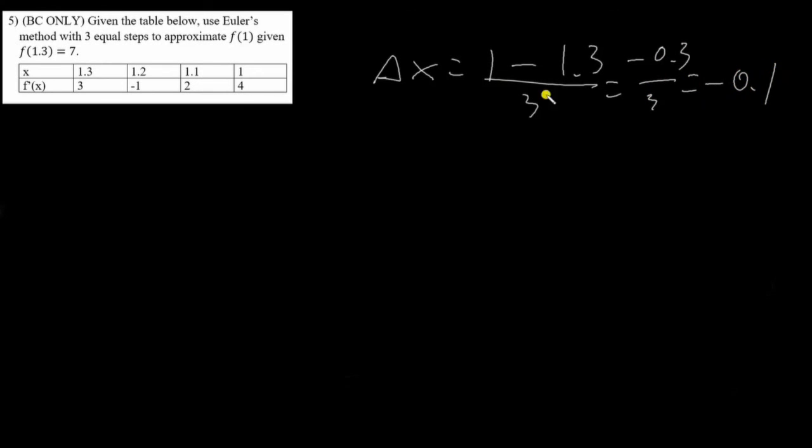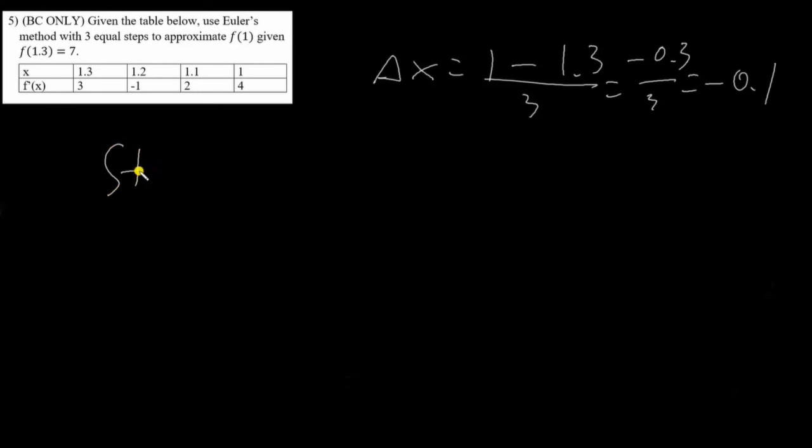Okay, so we're given an Euler's method question. We have 3 equal steps to approximate f of 1, given f of 1.3 is 7. I'm sorry, I couldn't come up with a fun way to word this one. So our delta x is going to be 1 minus 1.3 over 3, just negative 0.3 over 3, which is negative 0.1. Let's just get that out of the way real quick. Then we can set up our table.